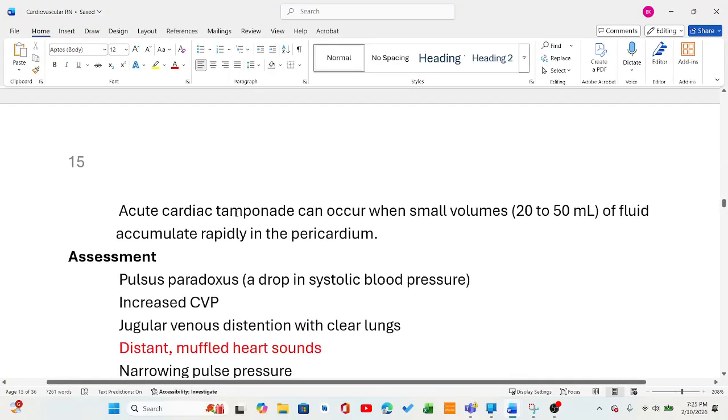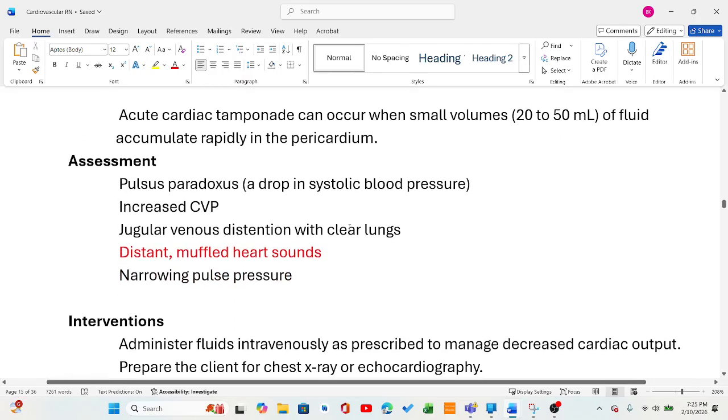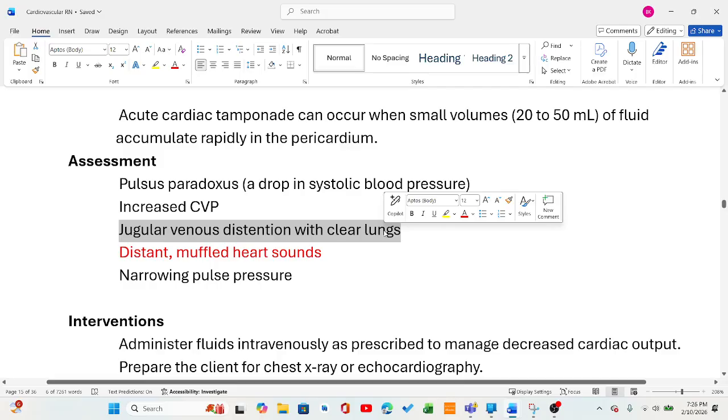Now with acute cardiac tamponade, this can occur when the fluid volume gets to 20 to 50 ml accumulated in the pericardium. This will put pressure on the ventricles and they can no more pump the way they are supposed to be pumping. In this case, what are the assessments that you're going to be seeing, since it's a sign of heart failure? One of the things is that the blood pressure is going to drop. Then you are going to be thinking about jugular vein distension again. Remember, the heart is no more pumping the way it's supposed to pump, so the jugular vein will come out.